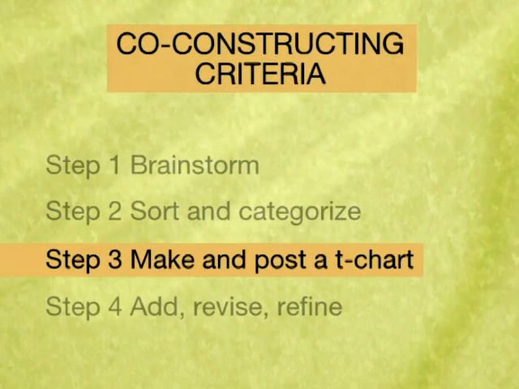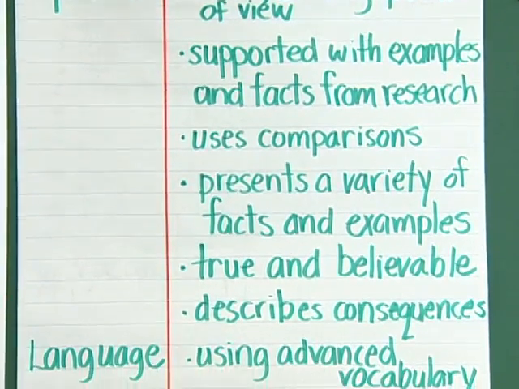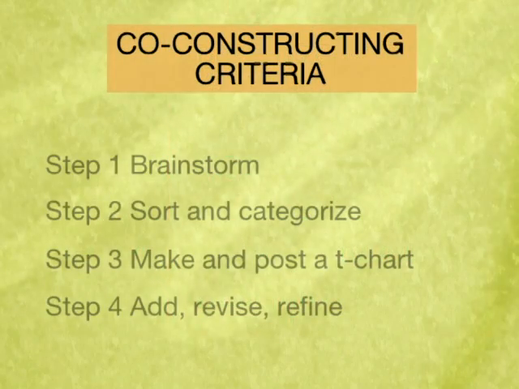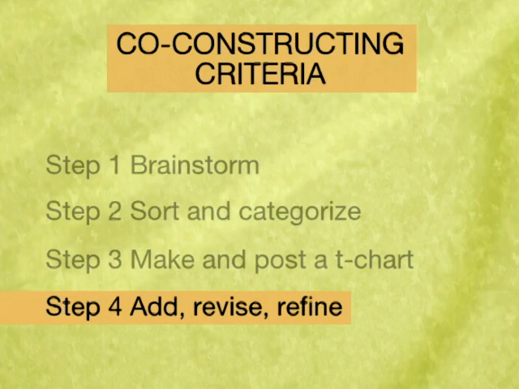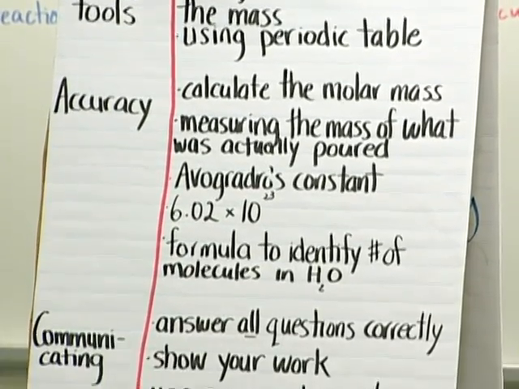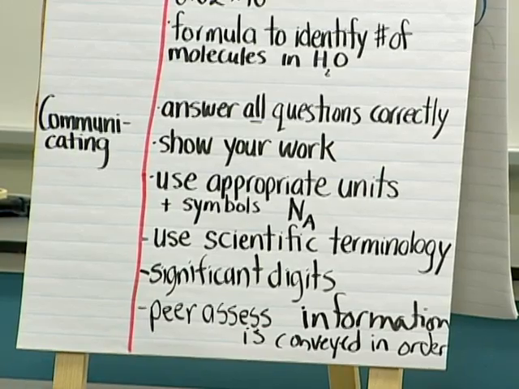Step 3. Make and post a T-chart. Place the category titles on the left and the brainstormed ideas on the right. Step 4. Add, revise, and refine the criteria as necessary. Co-constructing criteria is an ongoing process. As learning progresses, additional criteria may come to light. As a class, make changes and refinements to the criteria listed on the T-chart.